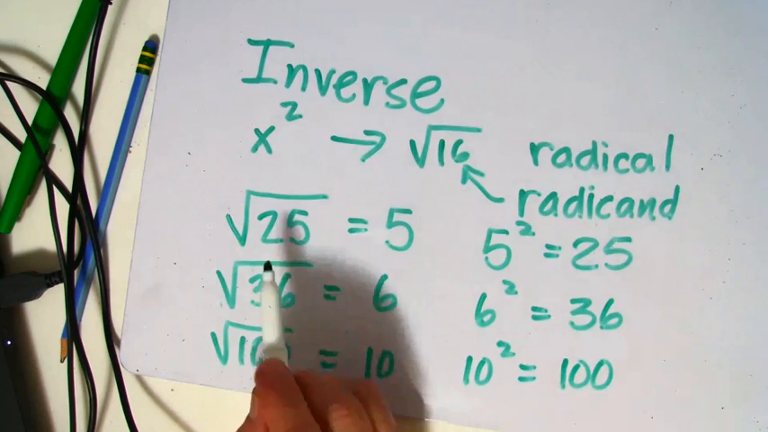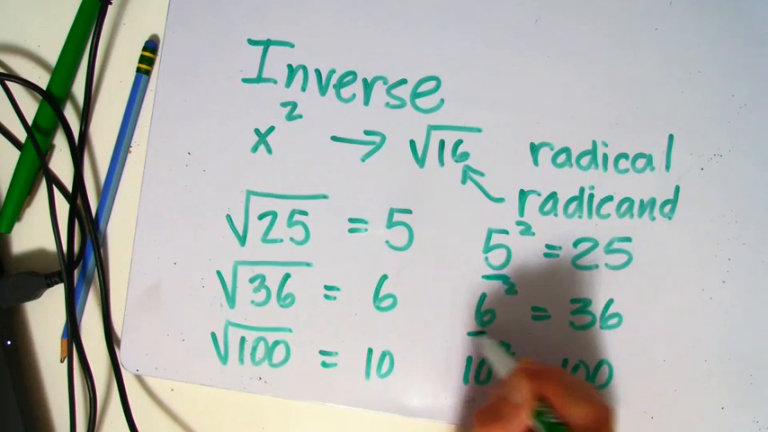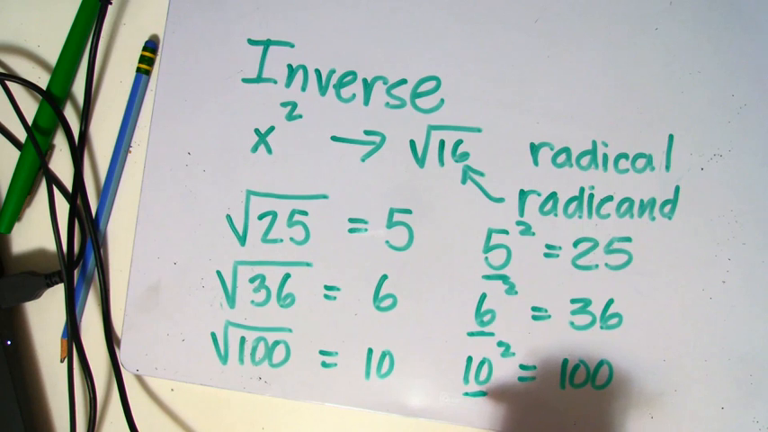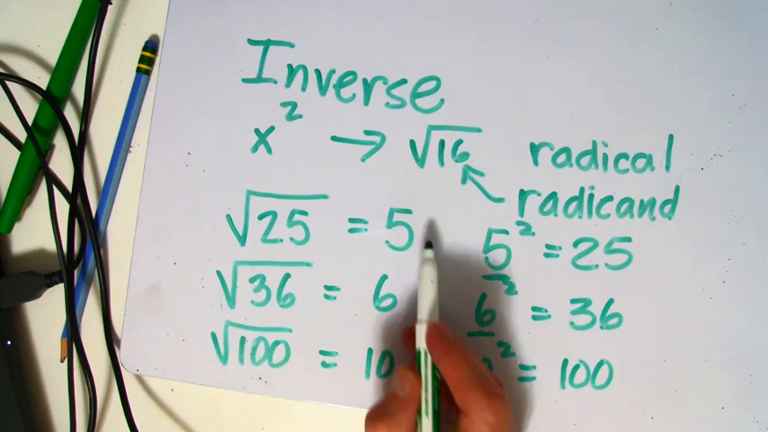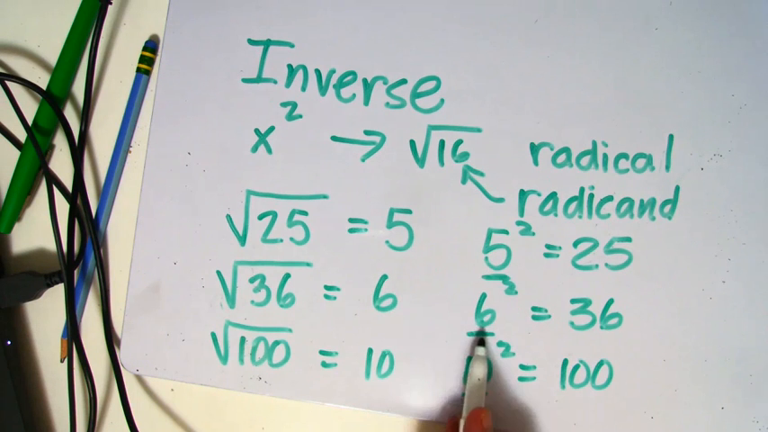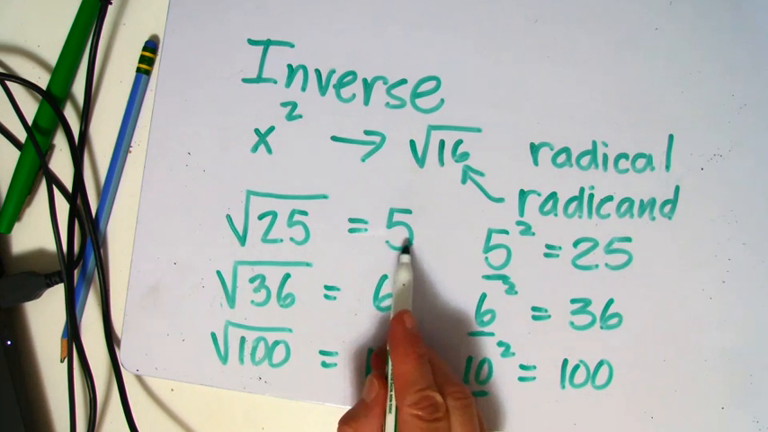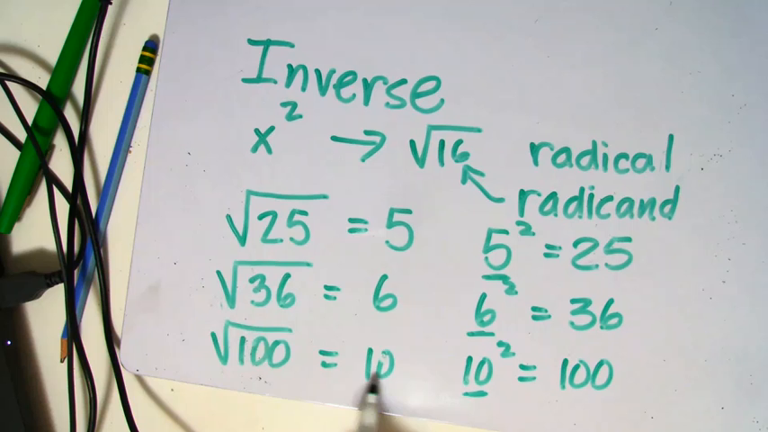Notice that my answer is the base of my numbers being squared. And notice that I'm not writing 5 times 5. I'm just writing the base number. Okay, these are the numbers that are being squared to get the 25, the 36, or the 100.